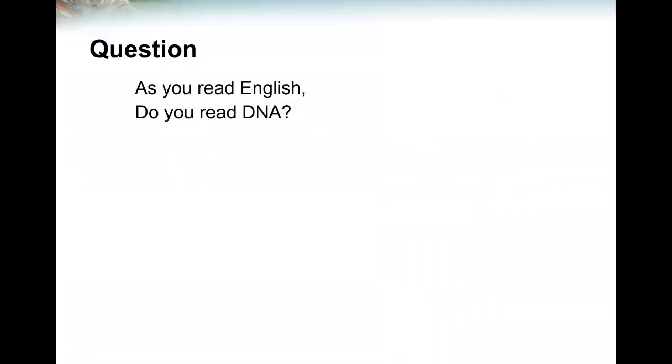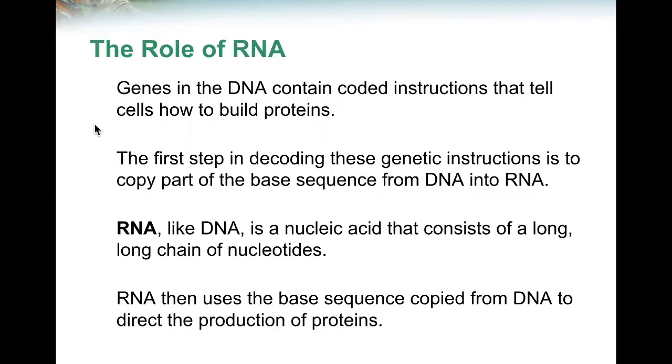As you read English, do you read DNA? Genes in the DNA contain coded instructions that tell cells how to build proteins. The first step in decoding these genetic instructions is to copy part of the base sequence from DNA into RNA. RNA, like DNA, is a nucleic acid that consists of a long chain of nucleotides. RNA then uses the base sequence copied from DNA to direct the production of proteins.